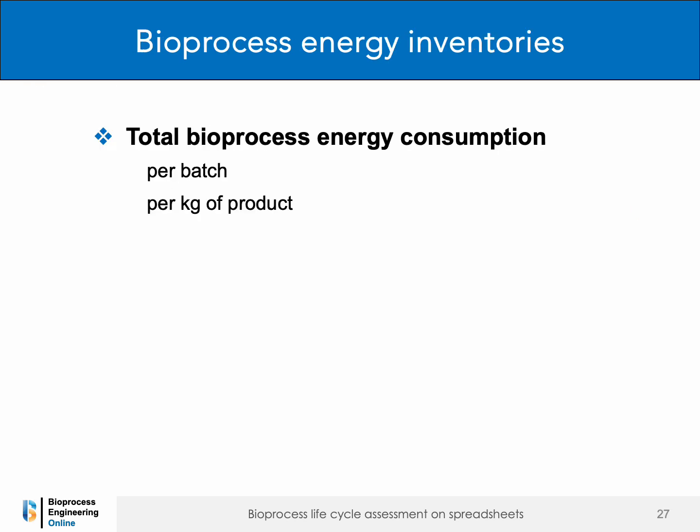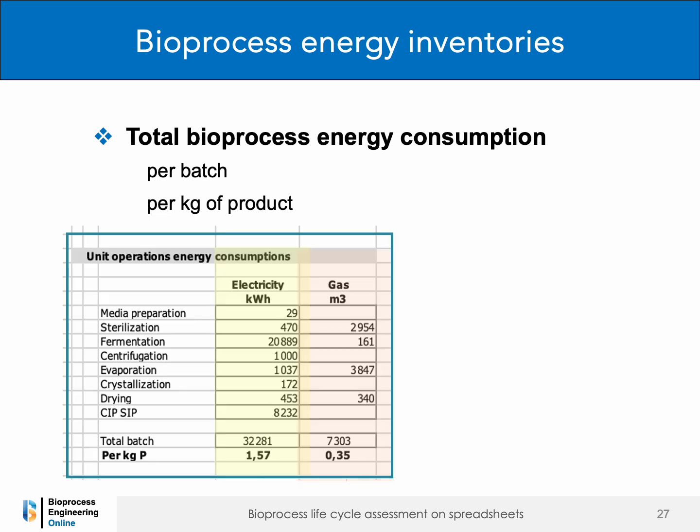By aggregating the mechanical and thermal energy consumptions across all involved unit operations, the energy inventory spreadsheet determines the comprehensive energy usage for the entire bioprocess. Initially, this inventory is conducted on a per-batch basis and subsequently normalized per kilogram of generated product.